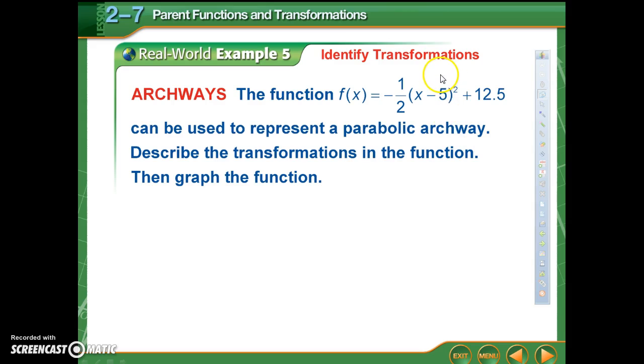So let's talk about what happens on this one. That's really what I want to talk about. Pause the video and see if you can figure out everything they did to it. So hopefully you figured out that the negative sign, well, first of all, we're dealing with a quadratic because it's squared. The negative sign flipped it. The 1/2 compressed it. The negative 5 moved it right 5. And the plus 12.5 moved it up 12.5 units.